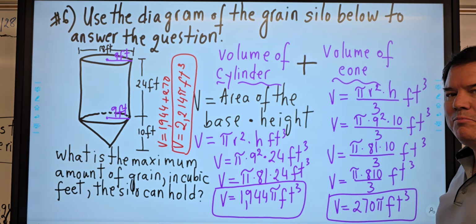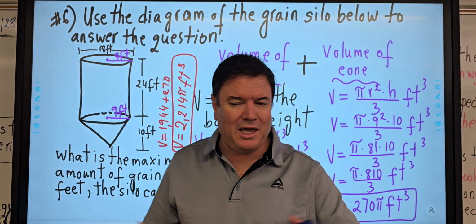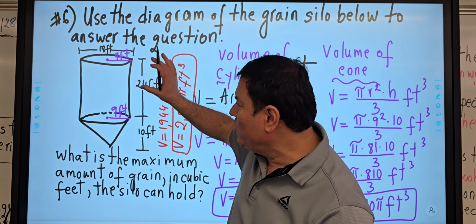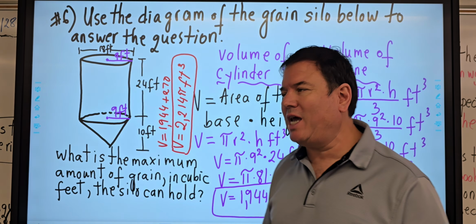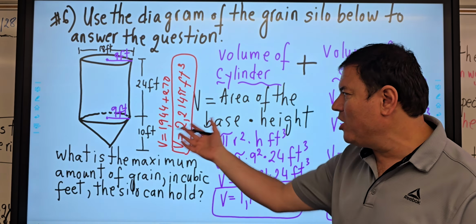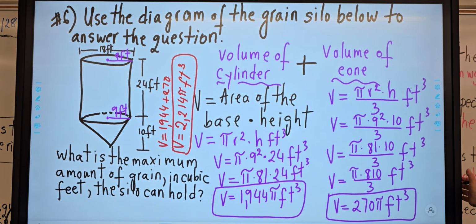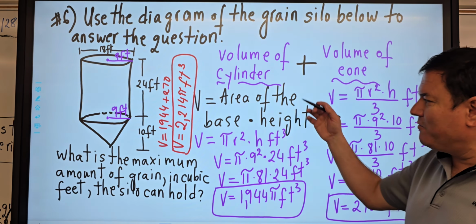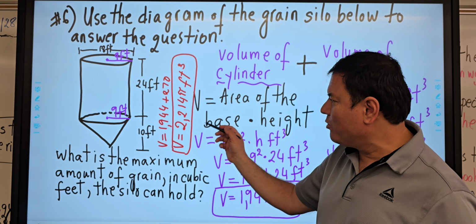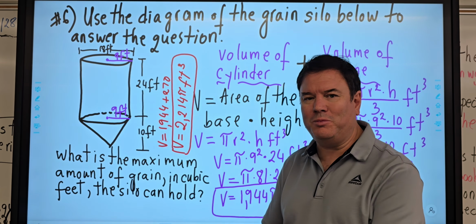Okay? So again, please remember, if we have a problem like this on the test, which you may get, make sure you get the volume of both shapes. In this case, the volume of the cylinder and then the volume of the cone. And make sure we add those two volumes together, and then we get the final answer. The volume equals 2,214 pi feet cubed.